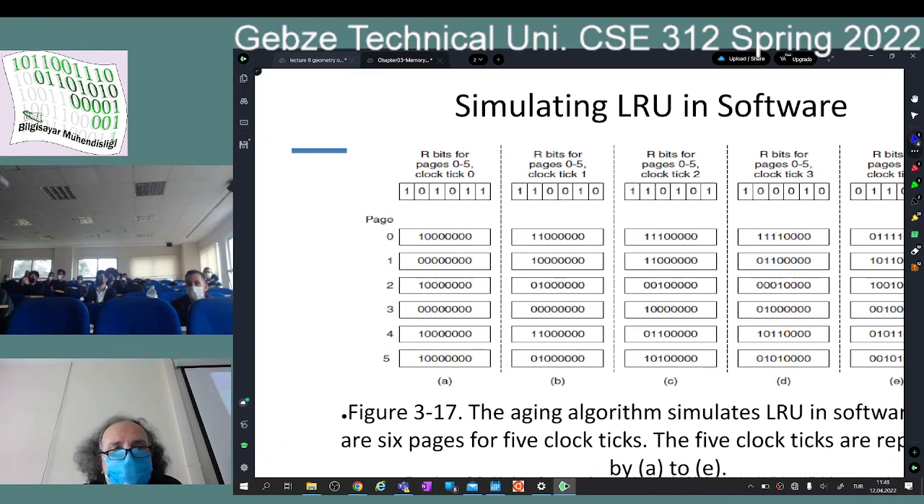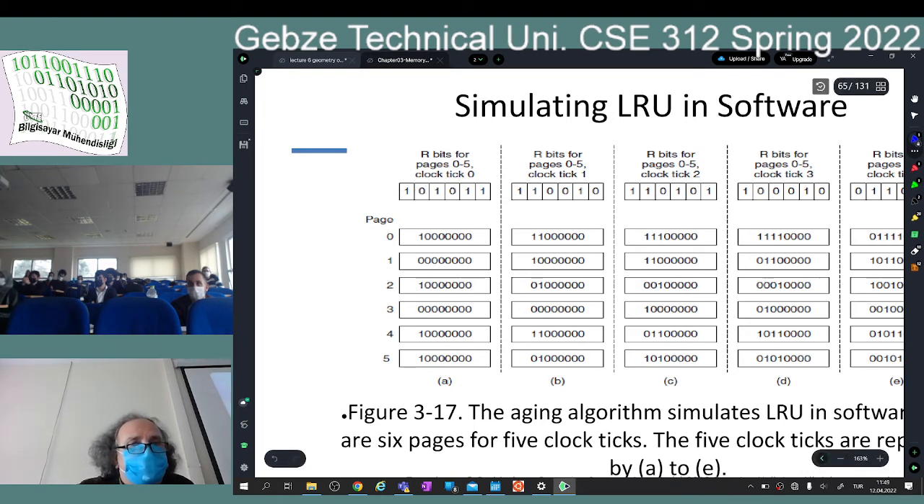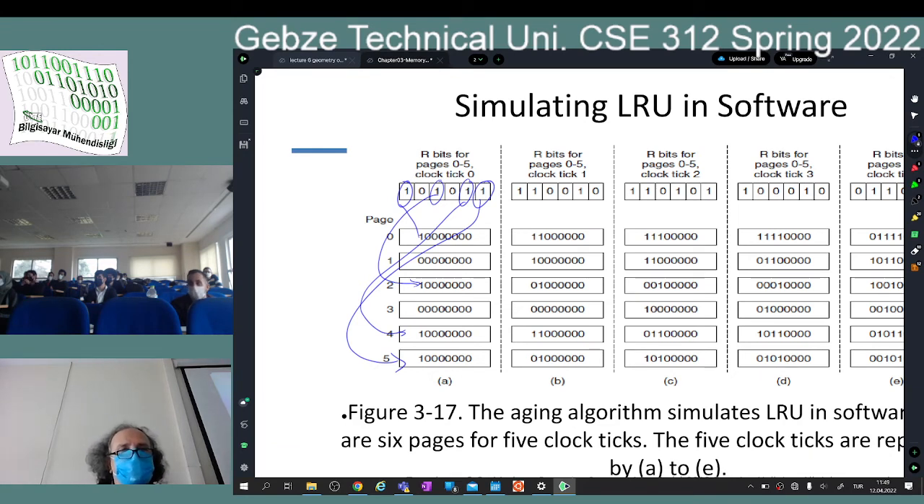So this is what happens. At the beginning all the counters are 0. Clock interrupt happened. I checked the R bits of each page. So there are a total of 6 bits. Since everything was 0 at the beginning, I shifted right and nothing has changed. So I put this one here, this one here, this one here, and this one here. So this is the case now.